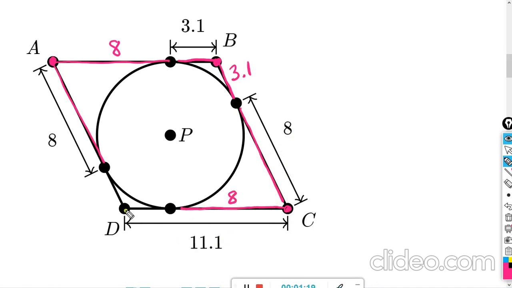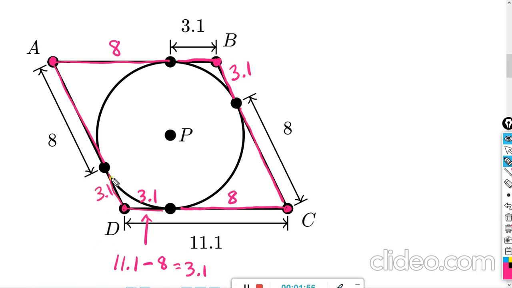And the whole segment down here is 11.1, and this segment is 8. So this one right here is going to be 11.1 minus 8, because the whole thing is 11.1 and this one is 8. That equals 3.1. So this segment is 3.1, and at this endpoint, if this segment is 3.1, this one right here is also going to be 3.1.